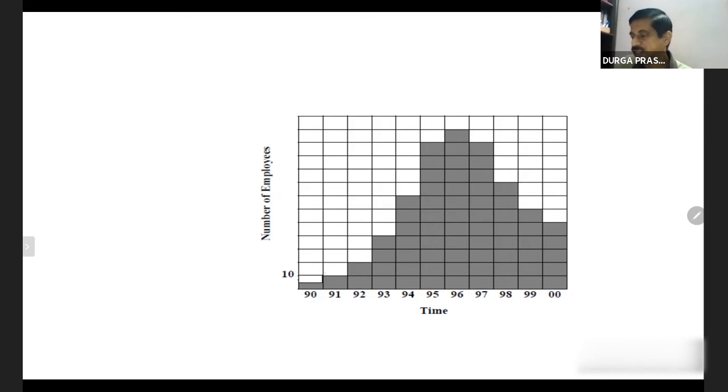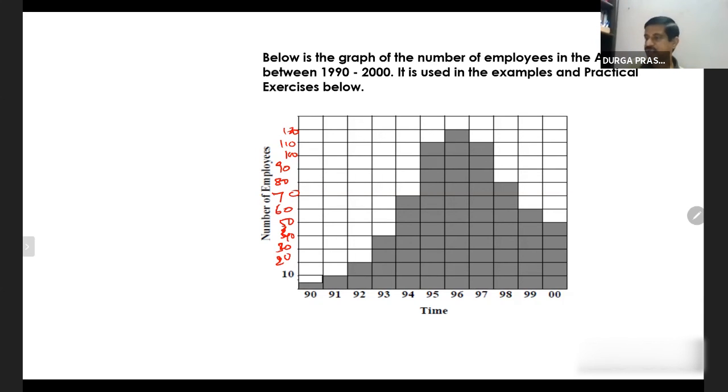The number of employees in 1991 is 10, in 1992 it is 20, in 1993 it is 40, in 1994 it is 70, and so on up the axis: 10, 20, 30, 40, 50, 60, 70, 80, 90, 100, 110, 120. Okay, so these are the things. Below is a graph from 1990 to 2000 that he gave.